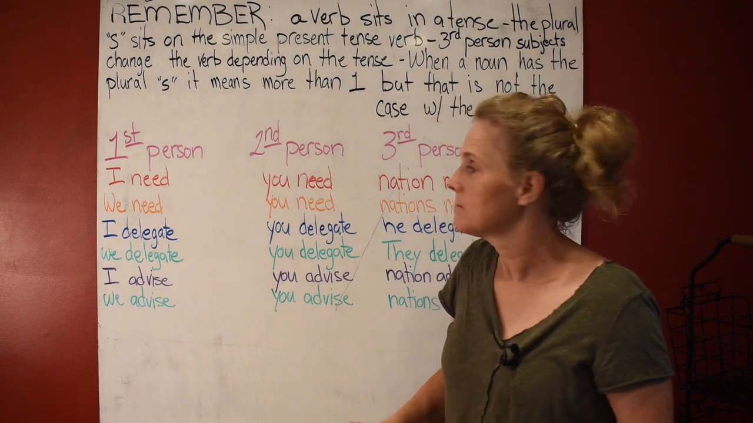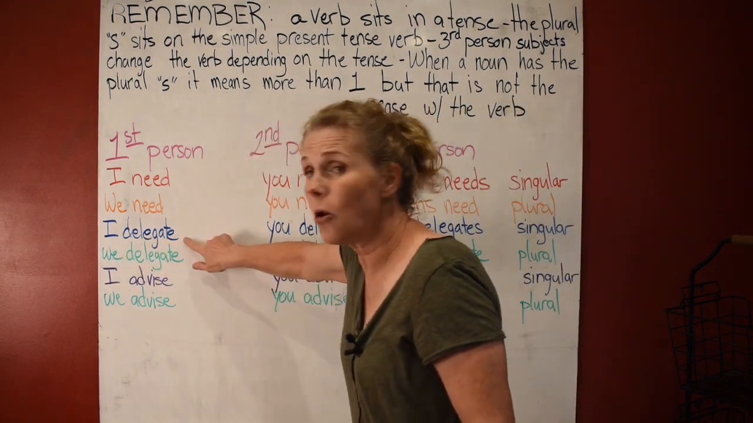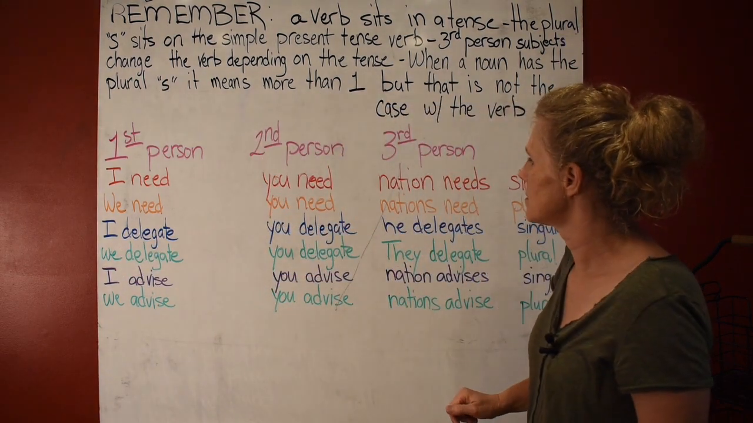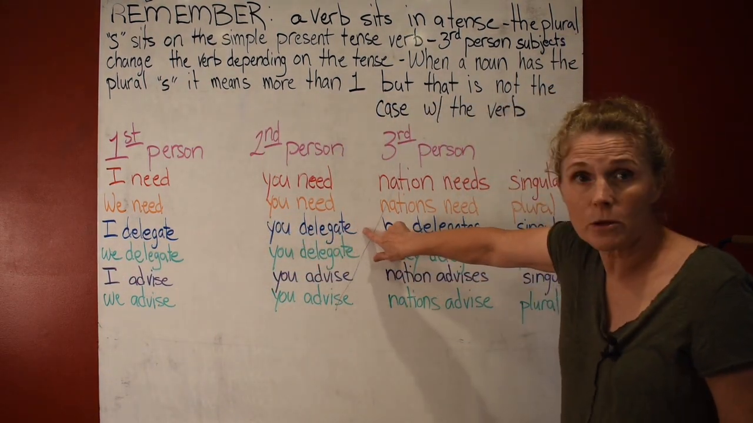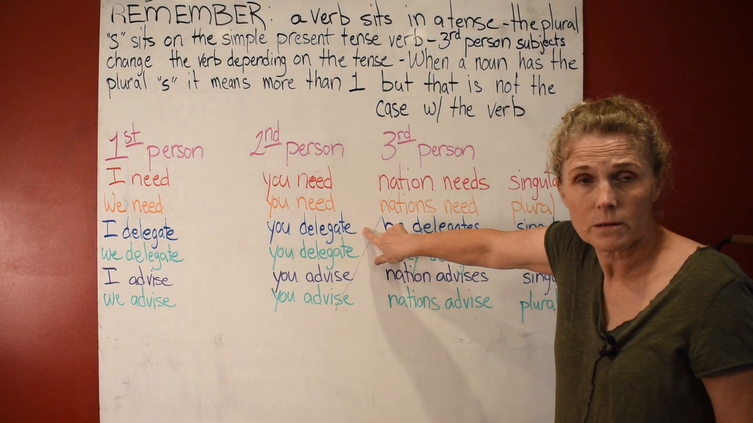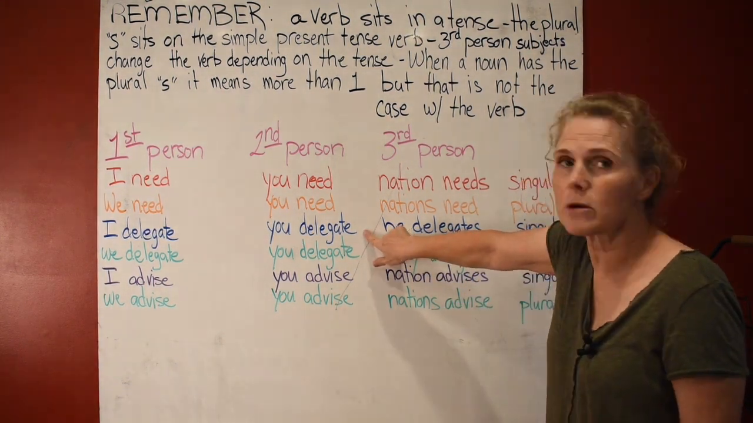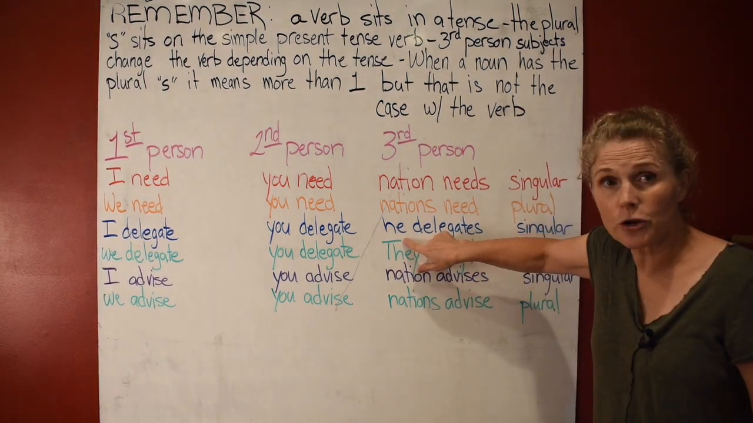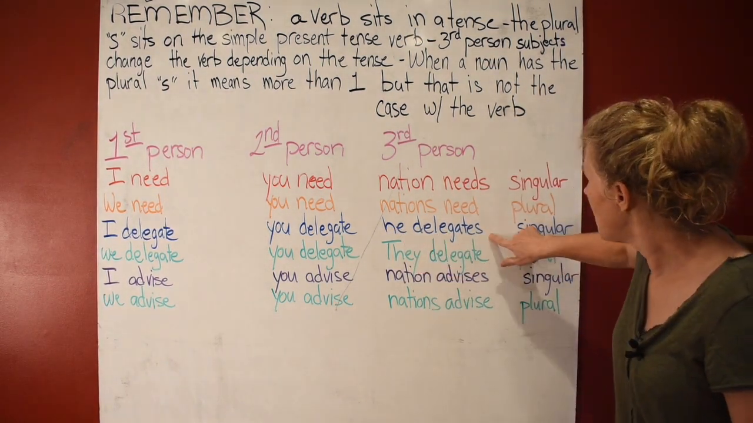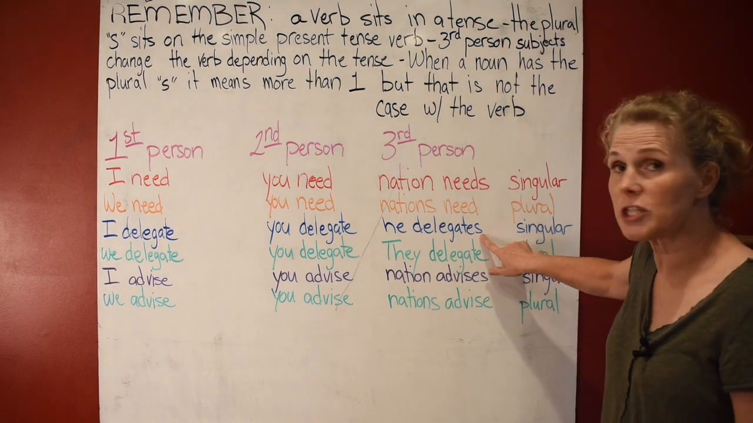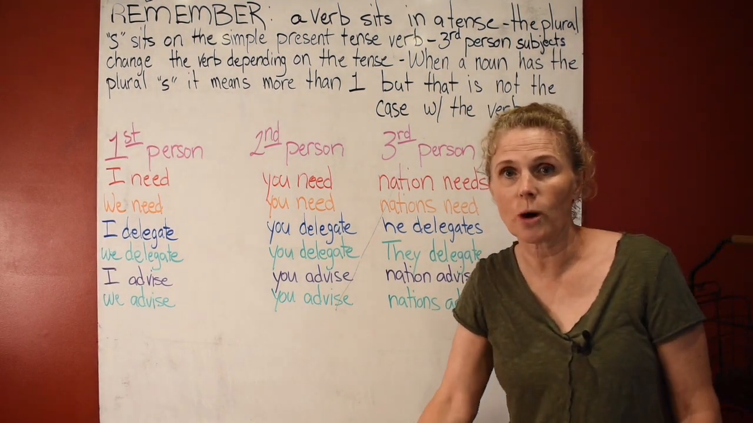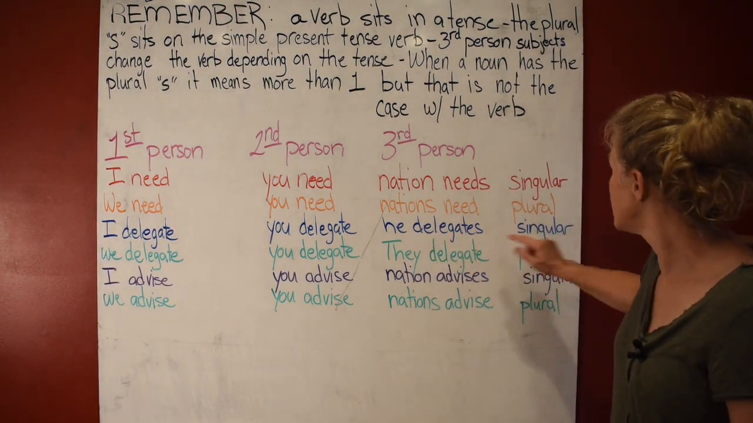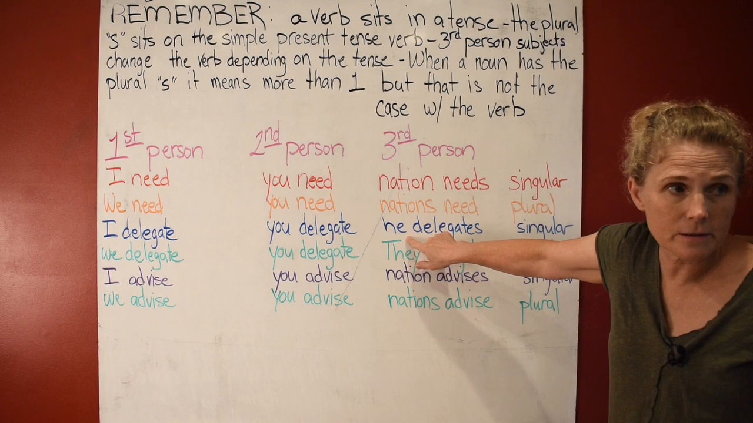I delegate. Ooh. There's no s here. It's singular. You delegate. Is there a plural s on here? No, it's you delegate. No, there's no plural s. You do not change the verb. He delegates. We have third person subject. That means this changes. We add the plural s onto our verb. This is in third person. Singular. Third person.